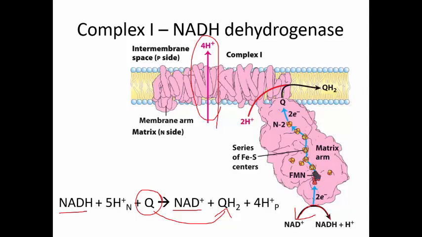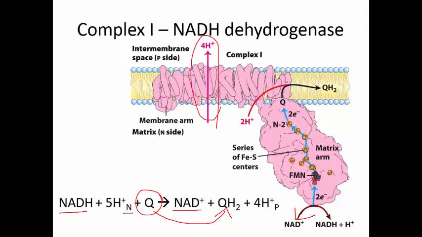The electrons are actually passed through a series of electron carriers, including FMN, which is a variant of FAD, a number of iron sulfur centers, and eventually moved on to the Q. But you can really think about it as being this overall reaction.